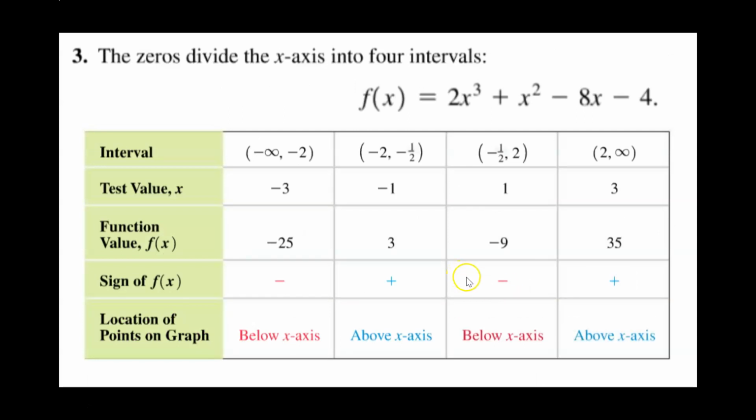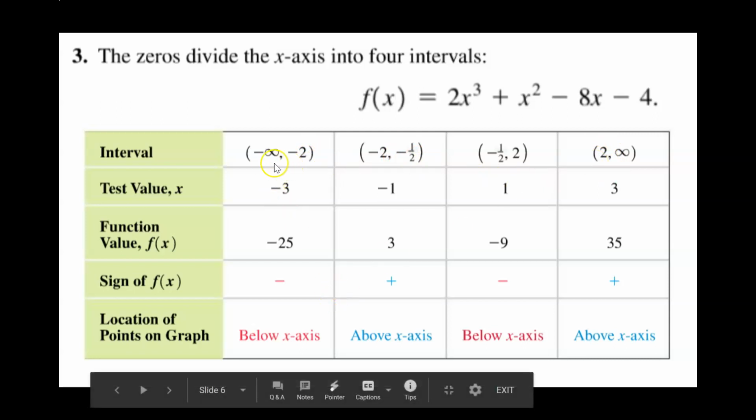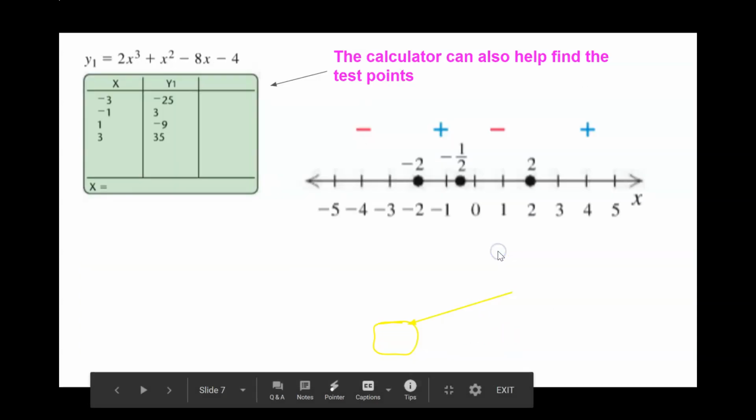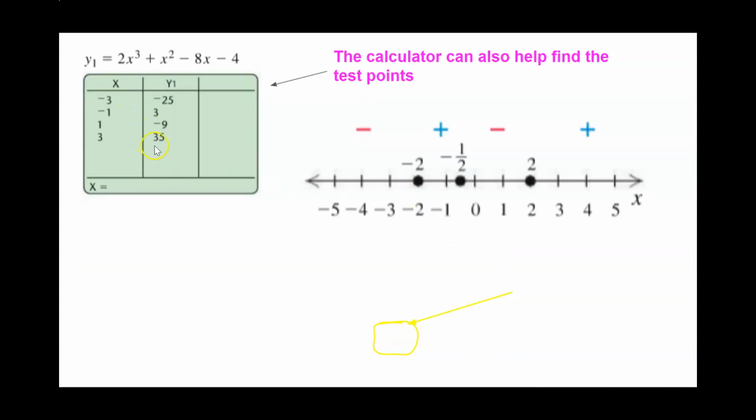So what have we found so far? We know that we found our zeros. We found out where it's actually going to cross the x-axis at -2, -1/2, and then +2. We know what the in-between, what the graph should be. It should be located below the axis for this one, above or below and above for this one, because we did our test points.